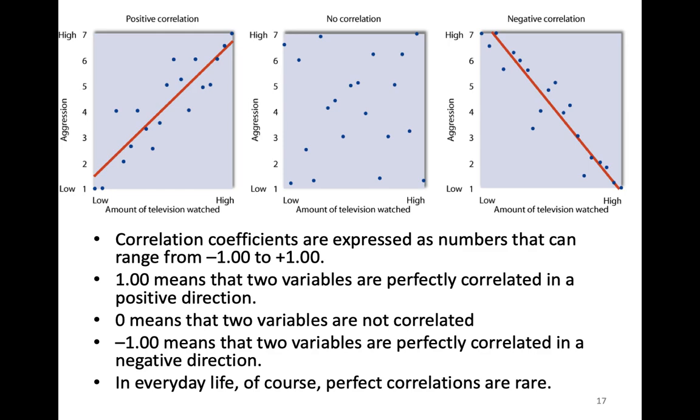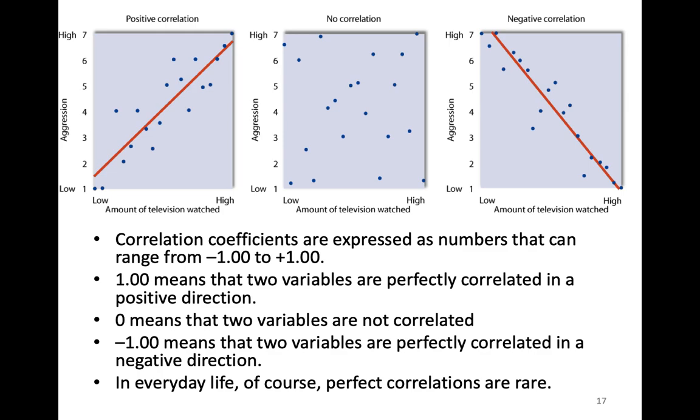A correlation of 0 means that the variables are not correlated at all. So in this particular example, it would mean that studying had nothing to do with exam performance. And negative correlation would be the two variables are correlated in a negative direction. It doesn't really fit in the example of studying, but let's go to the TV watching example that I have here.